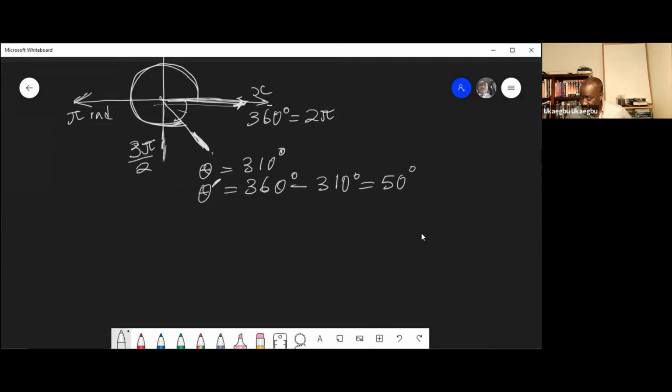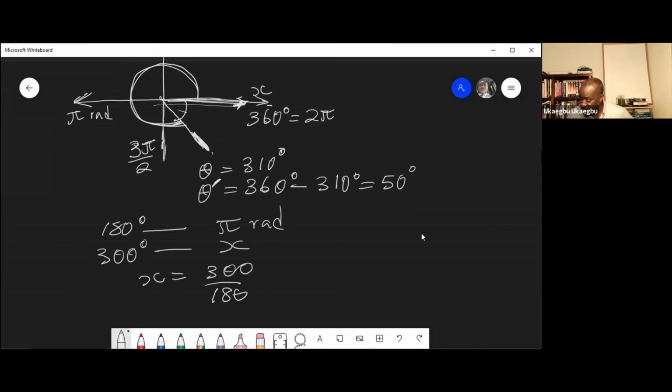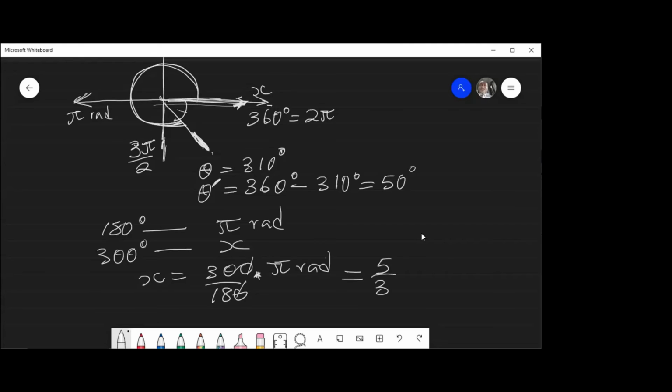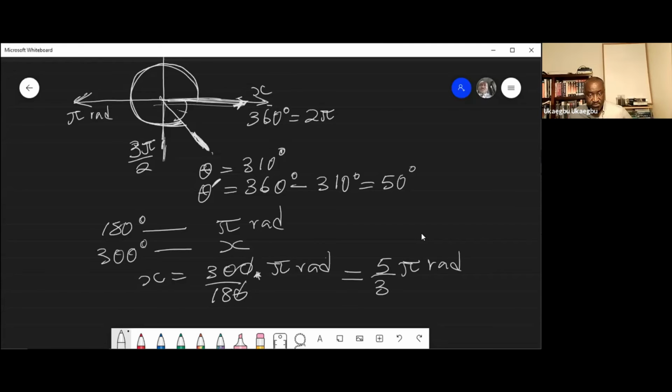Do that very quickly. Just do 180 degree is equal to pi radian. And then 300 degree is going to give us x. So x will be 300 divided by 180 multiplied by pi radian. So that gives us, basically that's 5. 30 divided by 6 is 5. 18 divided by 6 is 3. 5 over 3 pi radian. Okay, so 300 degree is 5 over 3 pi radian.